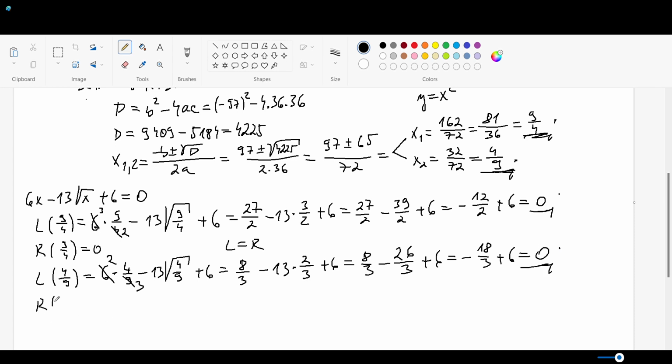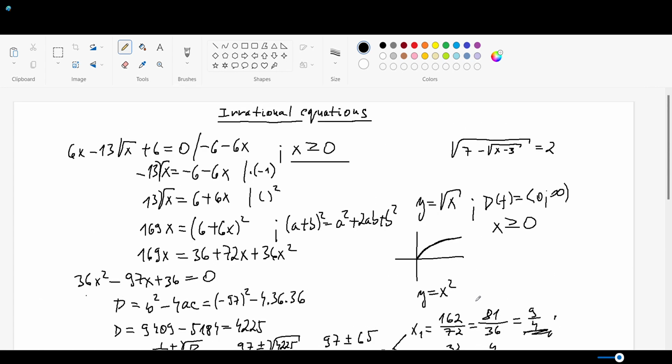Great. And the right side is really equal to 0 also, so the left side is equal to the right side. So the conclusion is that the set of the roots is a 2 element set, and it consists of numbers 4 over 9 and 9 over 4. Okay, so this was the first equation.